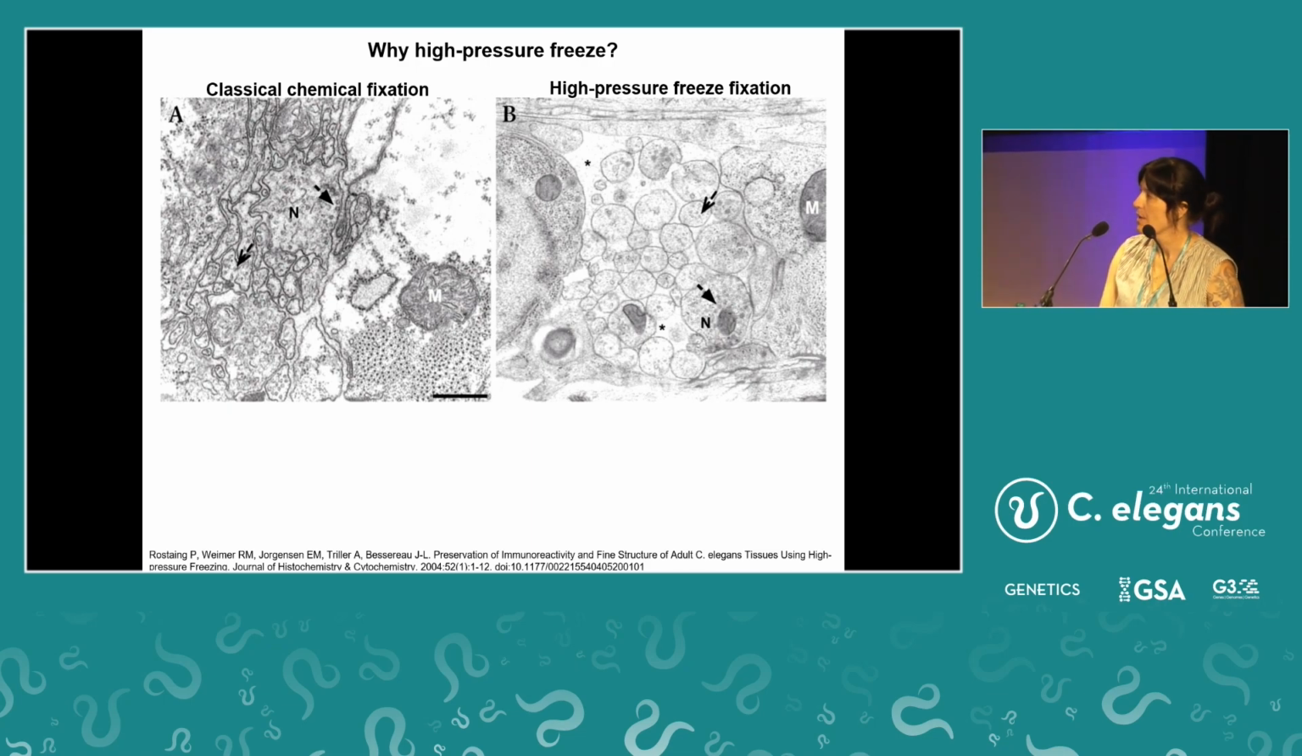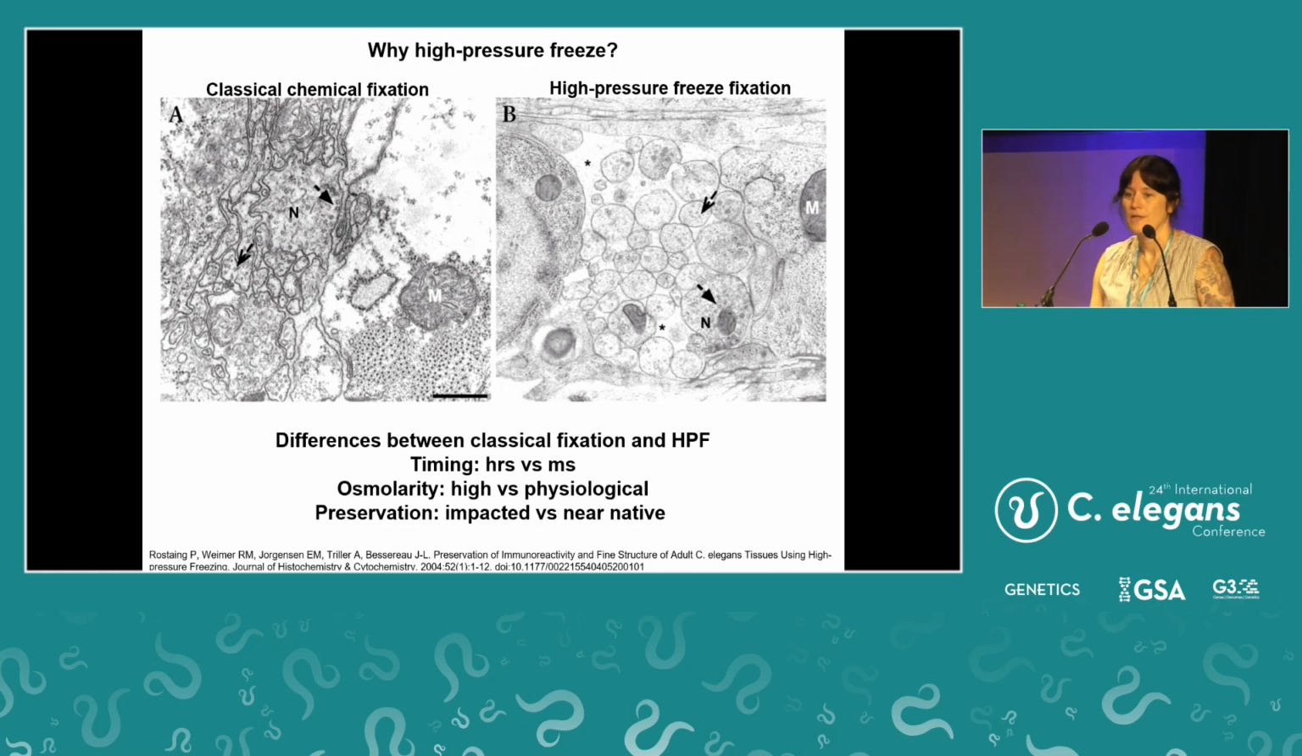Here's just an example of a classical chemical physical fixation versus a high pressure freeze physical fixation. Both of them are looking at the ventral nerve cord of the worm. So you can appreciate the fact that just here the neuronal membranes are a little bit ruffled, maybe some shrinkage occurring here in the neurons, whereas the round sort of plump neuron seen here using high pressure freeze fixation. These are the aesthetic differences that you might notice based on just the actual differences in how these methods work.